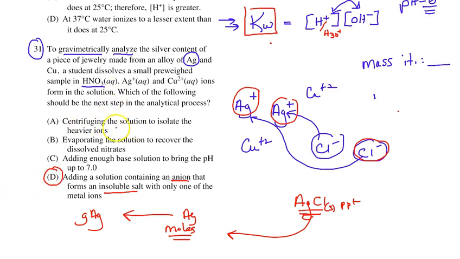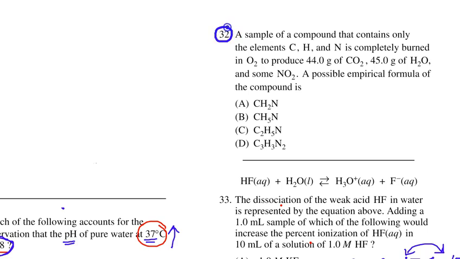You really can't centrifuge a solution to separate the heavy ions. That'd be very difficult, all right? And evaporating the solution wouldn't really work either because we would have copper and silver nitrates. And adding base, this is not really an acid-base reaction here, so D, of course, is clearly the best answer. 31 is D. Okay, number 32.